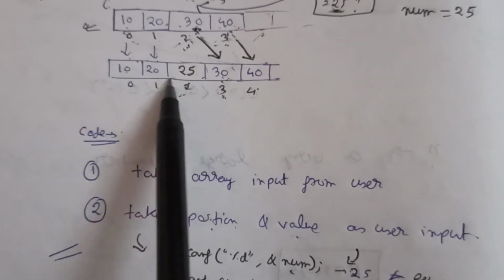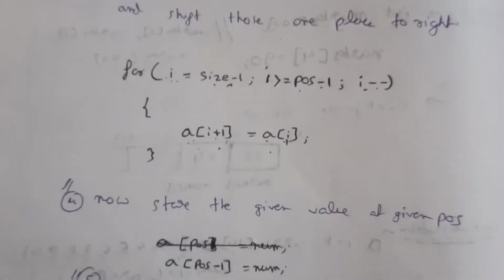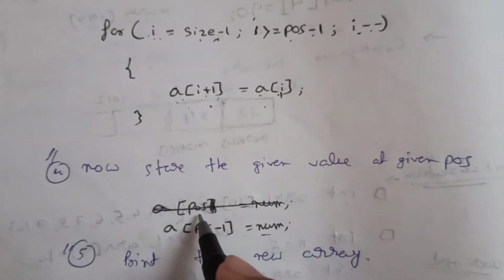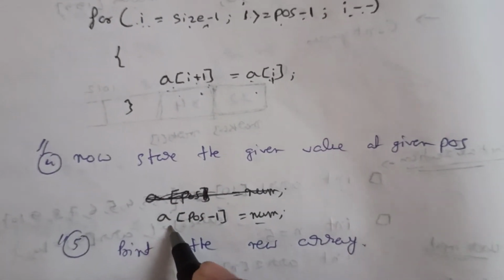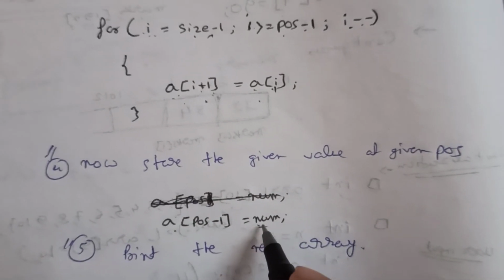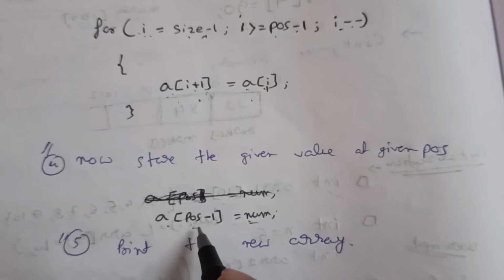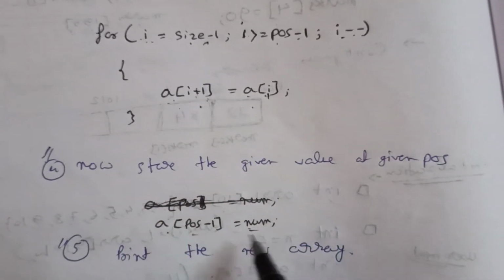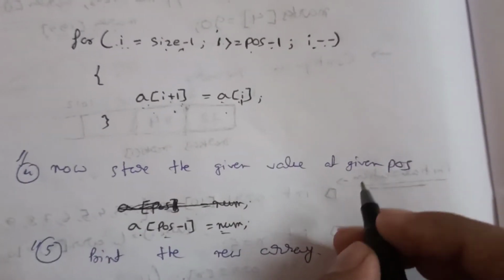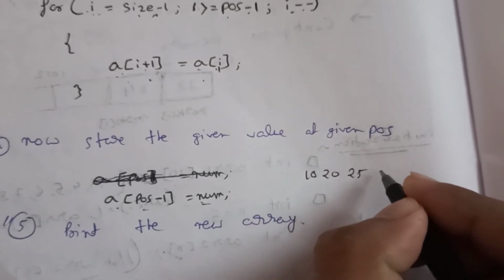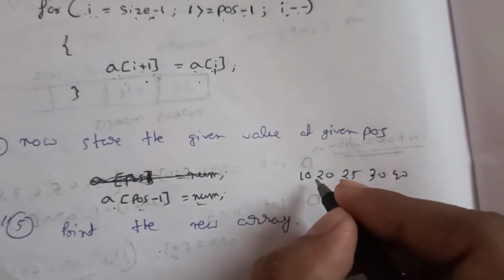Now this is our position, we can store our value. So now we will just do a of position minus 1 equals num. I will just store the given value, that is the number, in the given position. So this pos minus 1 is the index. Now I have stored the value, and I have got our desired array, that is 10, 20, 25, 30, 40.